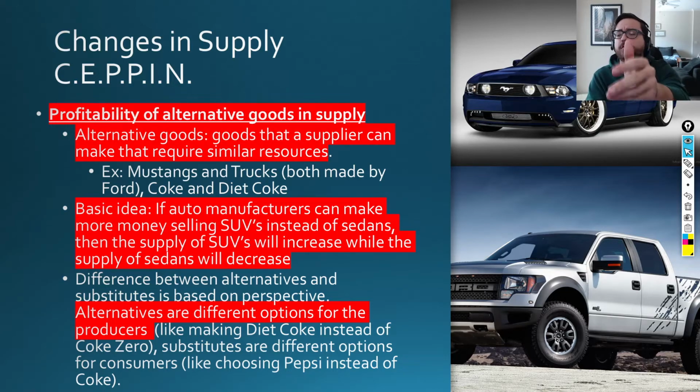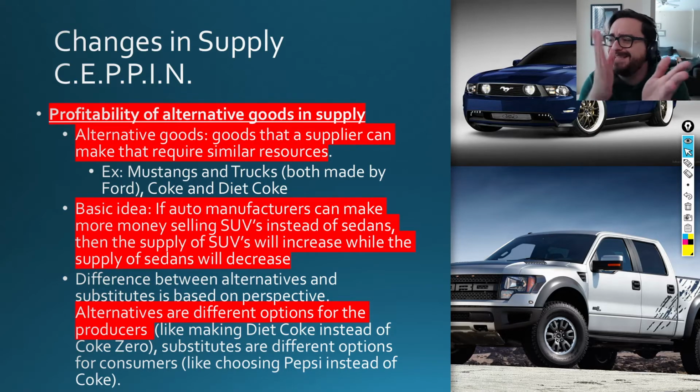So if I'm using the Ford and F-150 example, let's assume that Ford finds that the F-150 is a lot more profitable than the Mustang. Okay, well then they would want to produce more F-150s and fewer Mustangs. So supply of Mustangs goes down, supply of F-150s goes up.